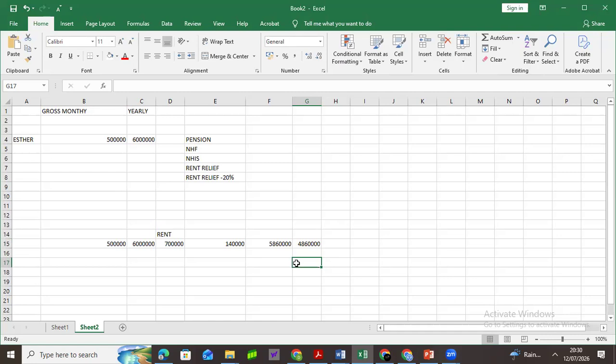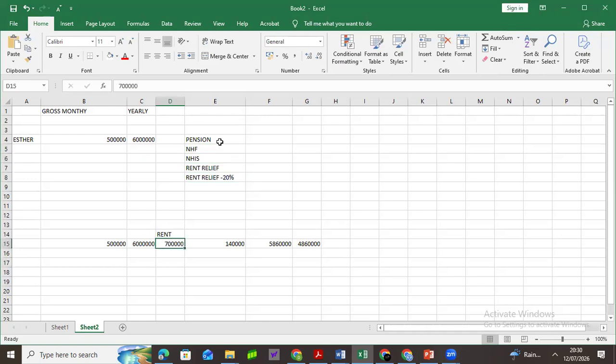So let's remove pension that the employee has paid. Let's remove NHF that the employee has paid. NHIS that the employee has paid. Let's remove that amount so that after removing everything here, the only thing that they are removing that we did not pay is rent relief, because they're trying to make things easier for us.